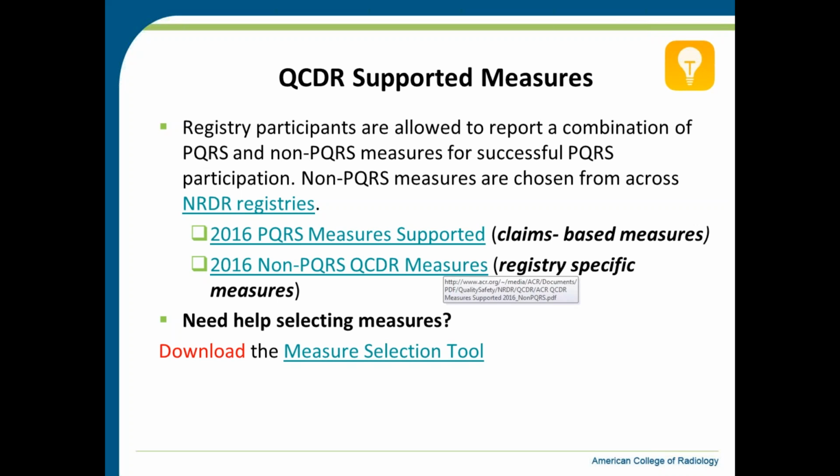Looking at both of these lists, we have over 65 measures that a radiologist or their administrator can select from to help you meet the 9-measure 3-domain requirement. Because we have so many measures, and every radiologist may practice in a different area or specialize in a specific modality, we have created a tool called a measure selection tool. It's an Excel spreadsheet that will help you tabulate what measures are most relevant to your practice area.